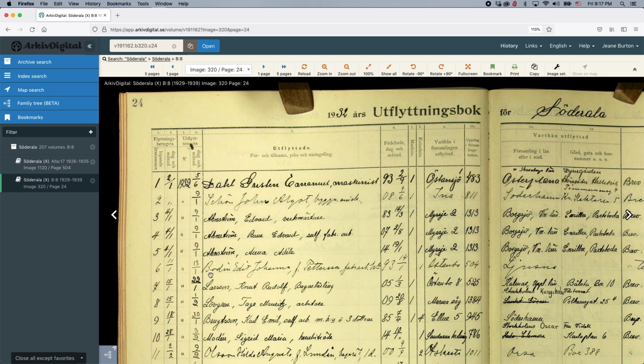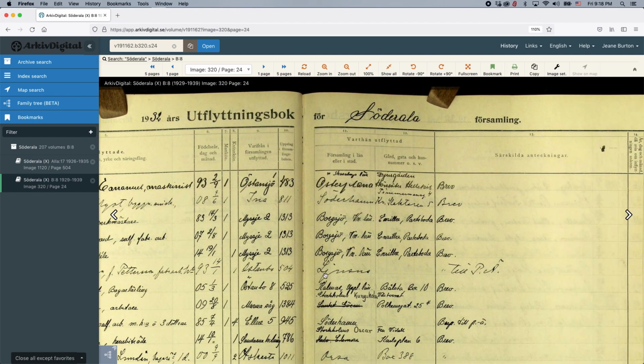She's using her married name now because it did say she was married. Edith Johanna, F for Food, born Peterson. She's a factory worker. It tells where she is, and it tells that she's moving to Ljusna. So now we're going to look in our next film how to find her in the moving in records in Ljusna.